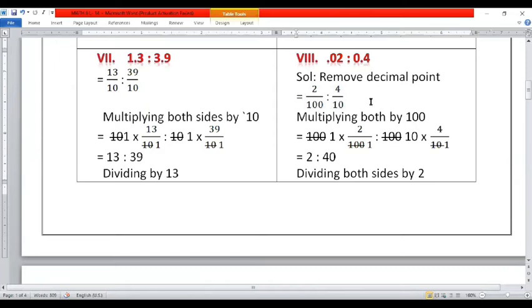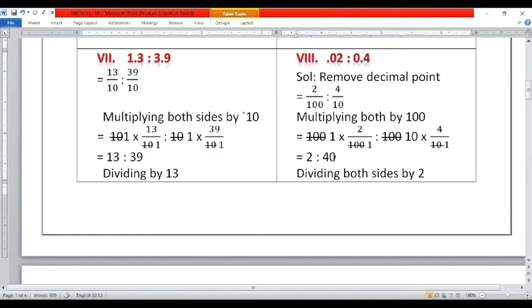The LCM of 10 and 100 is 100. Multiply both values by the LCM, that is 100, on both sides. Here 100 can cancel the 100 one time. Here 10 can cancel the 100 ten times. 1 time 2 will come 2. Ratio, 10 times 4 will come 40.